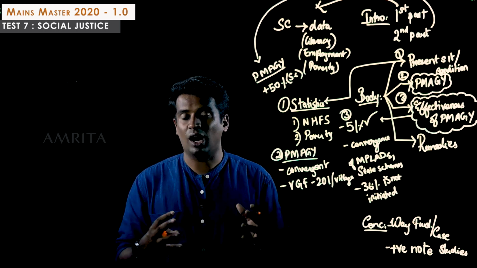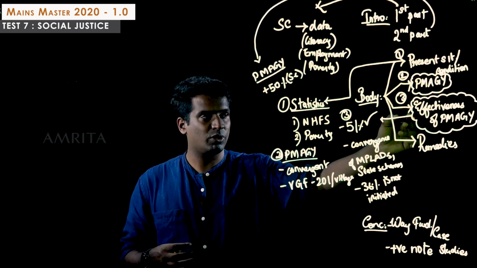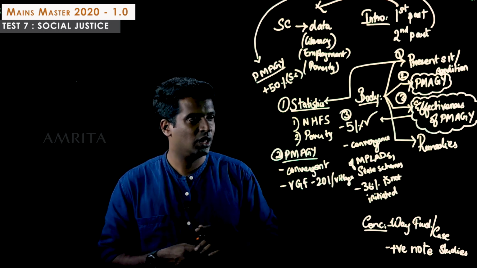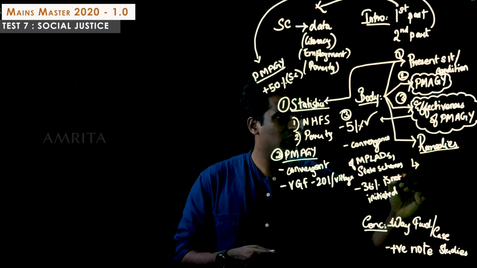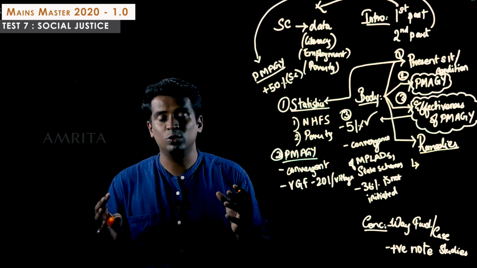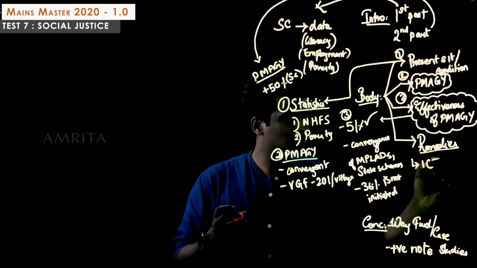So what is the idea? How can we improve them? That is what we'll be discussing in the remedies. So before that, this is what you'll be talking about in the effectiveness of Pradhan Mantri Adarsh Gram Yojana. Then we are coming to the remedies part. So in the remedies, what do we say? You can say that there needs to be the usage of information and communication technology to check its progress.